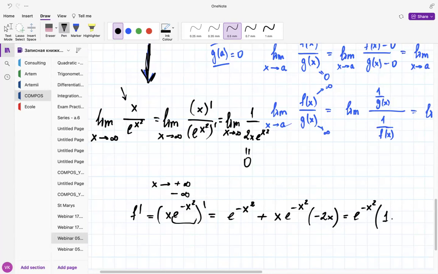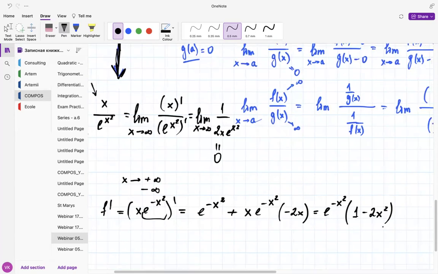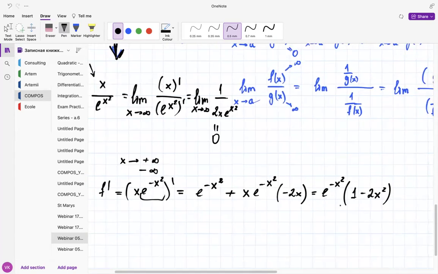So we're left with 1 minus 2, oh sorry, was it 2x? I think it was 2x. Oh, sure, it was x, yeah, x squared, yeah. Minus 2x squared. Okay, and this is our first derivative. And when is it equal to 0?